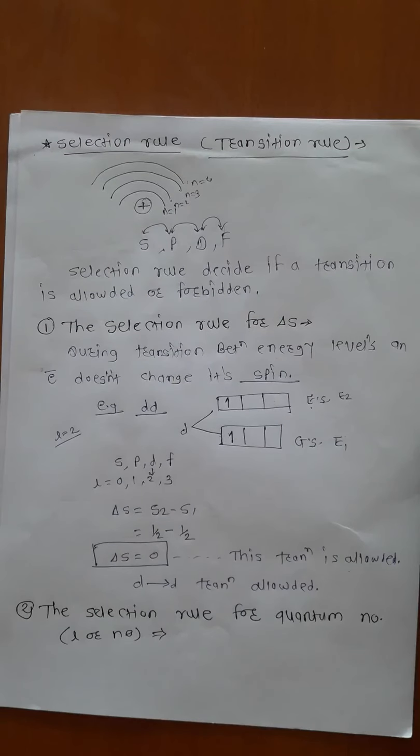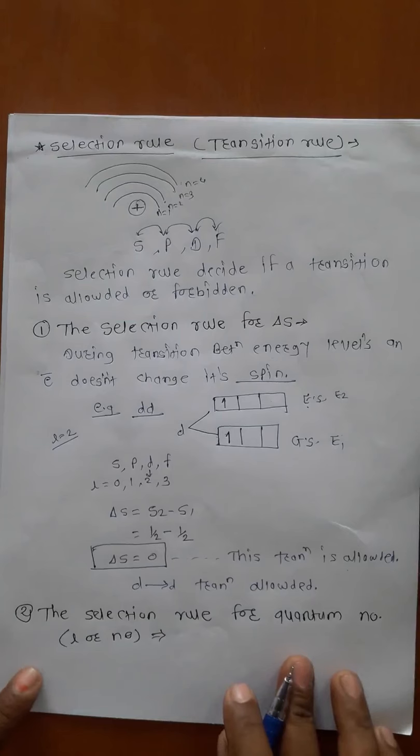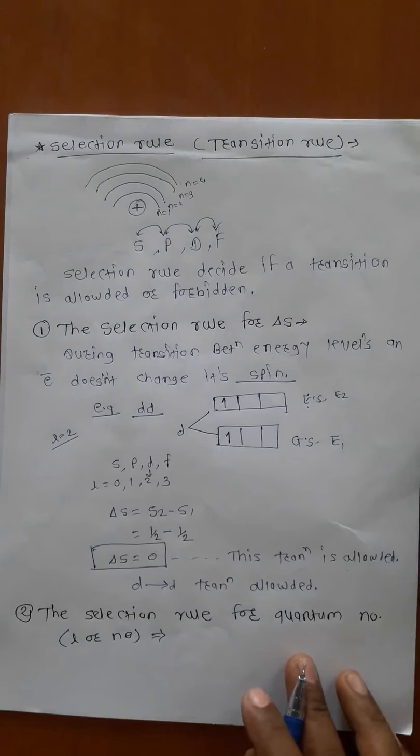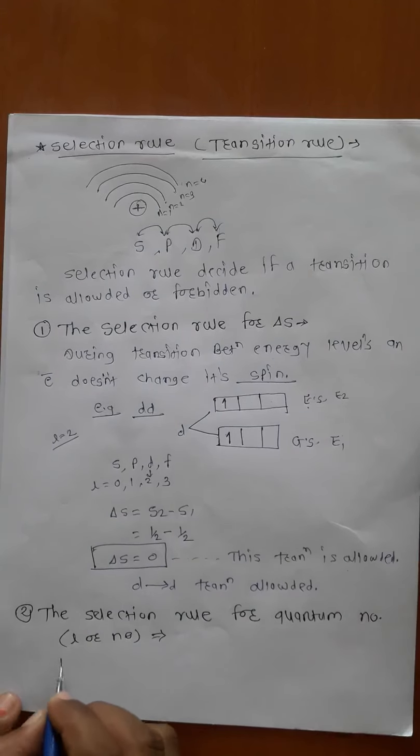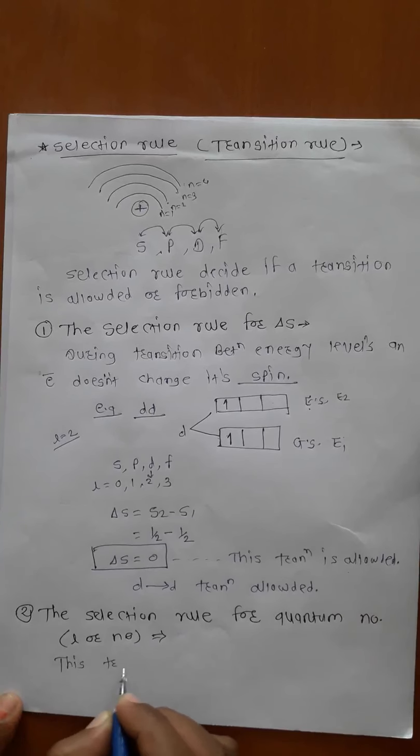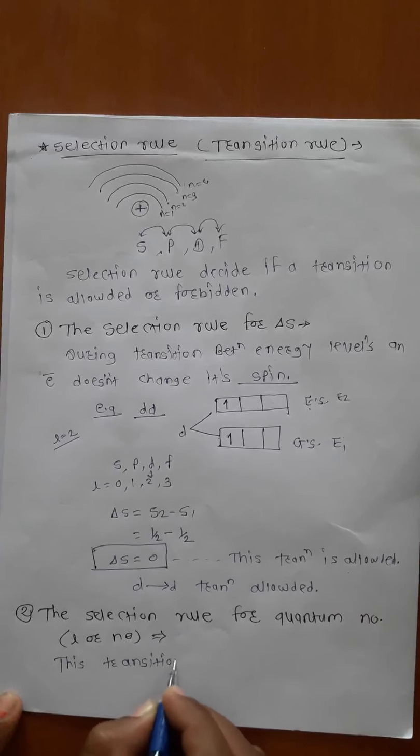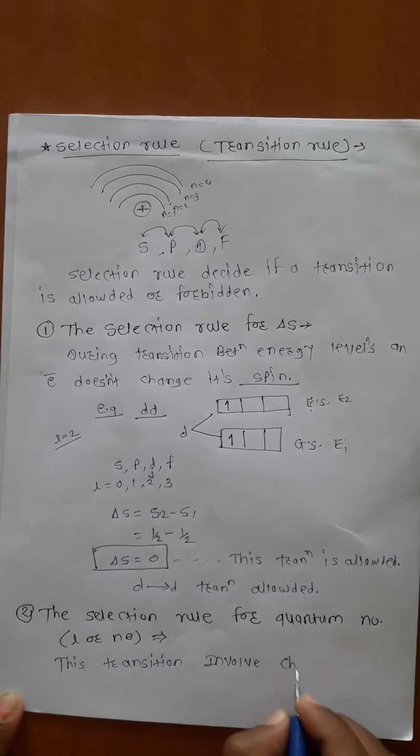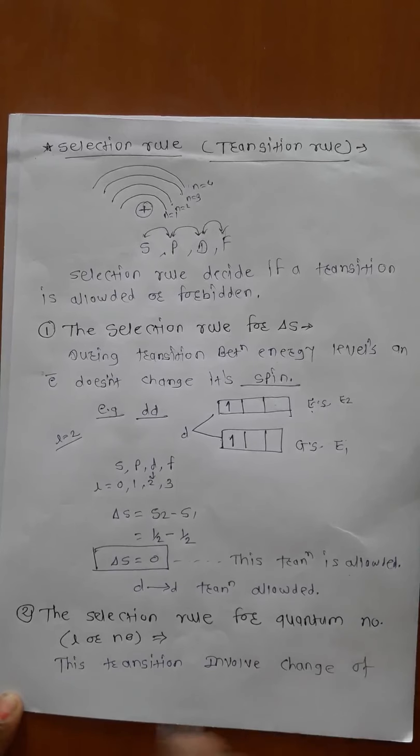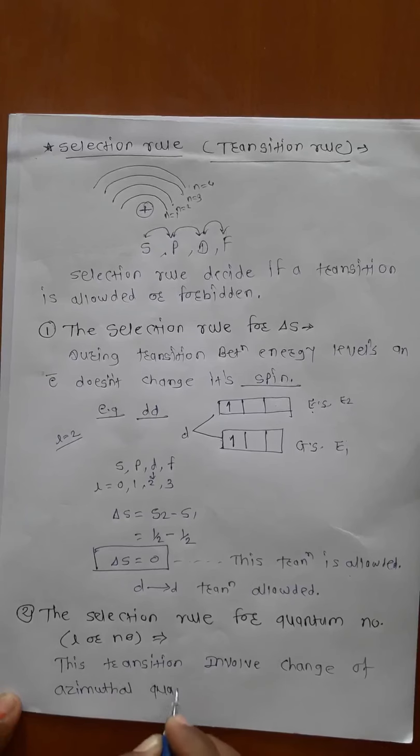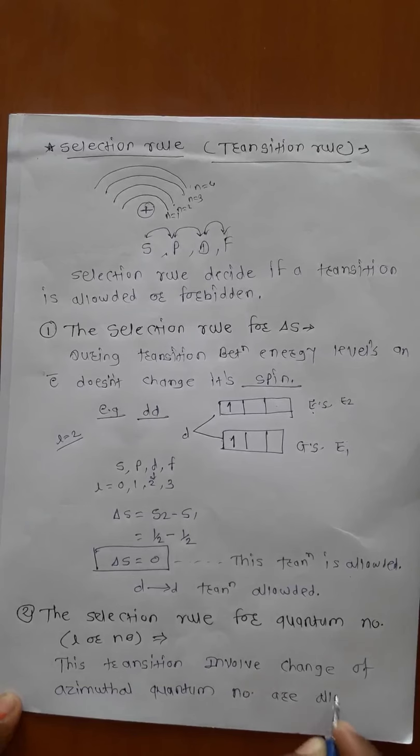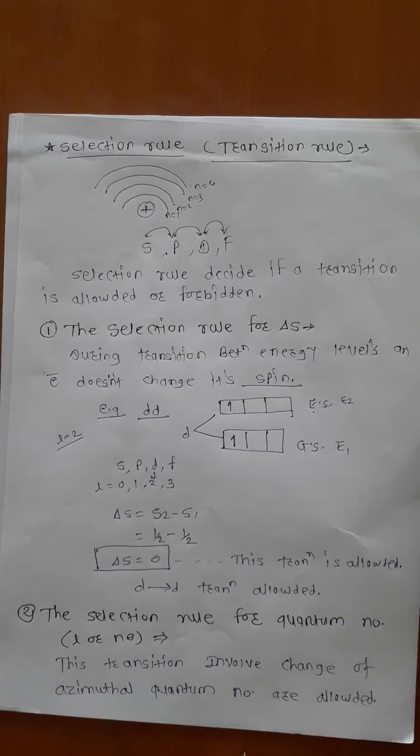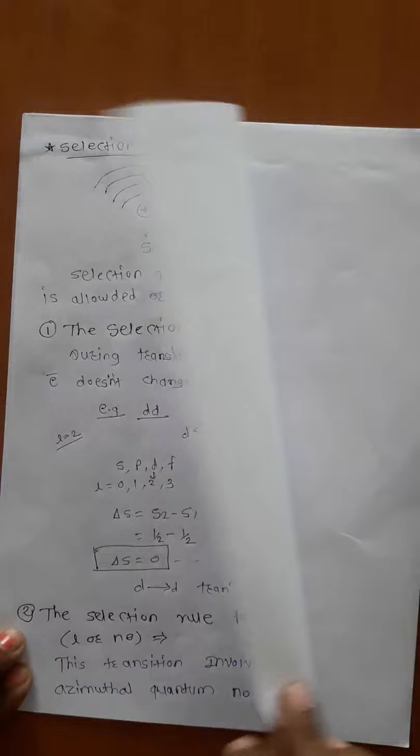In this case, this transition involves a change of azimuthal quantum number. Changes of azimuthal quantum number are allowed, which means what?